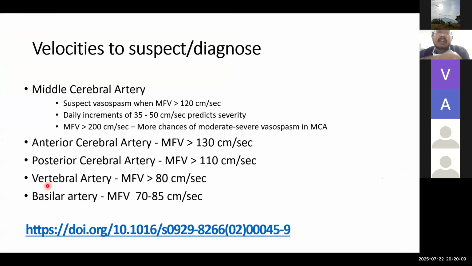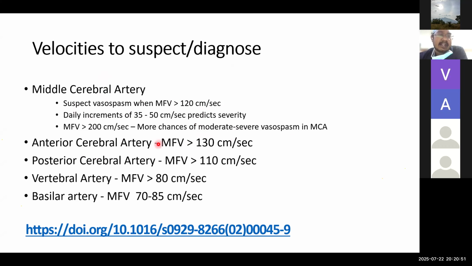Suppose we need to have a starting point, right? So what are the criteria to either suspect or diagnose vasospasm based on velocities? The first and most common location is basically the middle cerebral artery. So we can start suspecting vasospasm whenever there is a mean flow velocity of more than 120 centimeters per second. And when we do daily measurements, increments of 35 to 50 centimeters per second predict severity. And more often, a mean flow velocity of more than 200 centimeters per second predicts moderate to severe vasospasm in MCA.